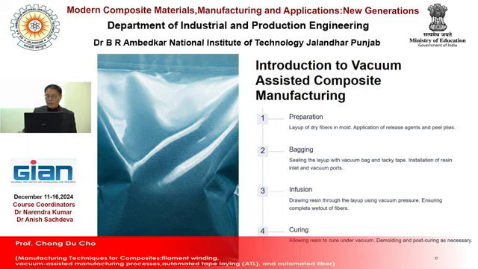So the first step is preparation. Now you understand what preparation means here. Layup, okay? Dry fiber layup, because we need to make a preform. That is the first stage. And bagging. Bagging means vacuum bagging, right? It's needed for this kind of vacuum-assisted process. Bagging is needed for sealing the layup with a vacuum bag, and tacky tape is needed. And the installation of a resin inlet and the vacuum port.